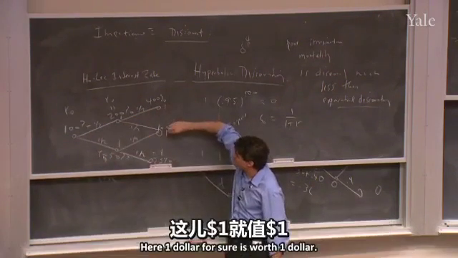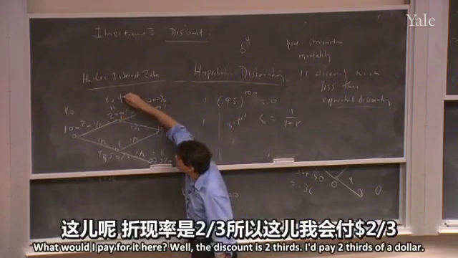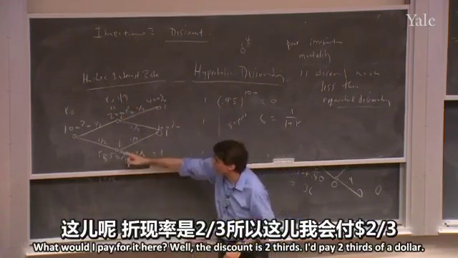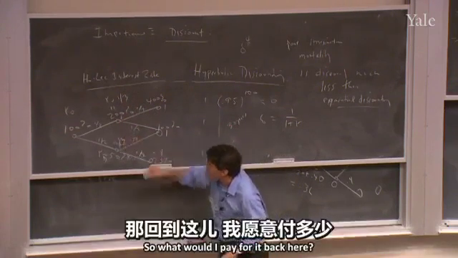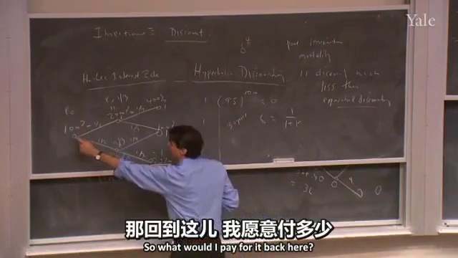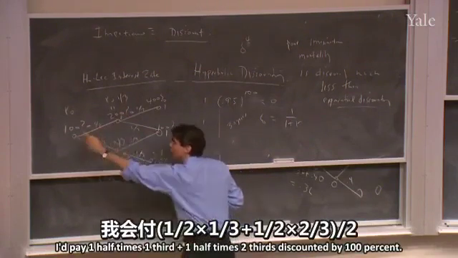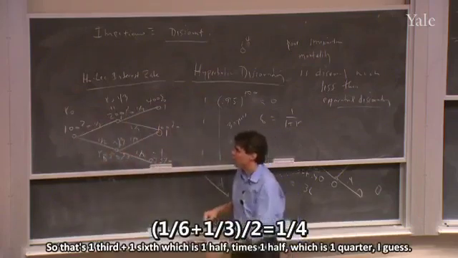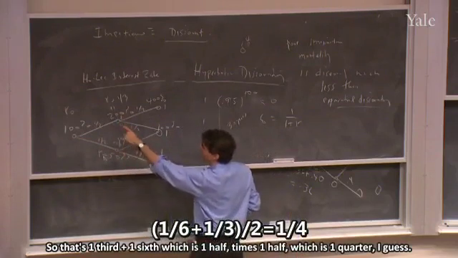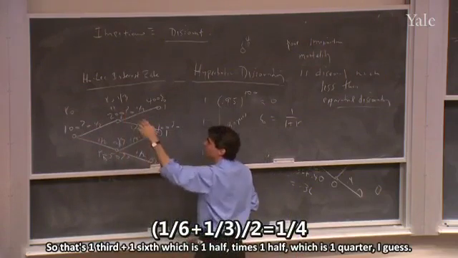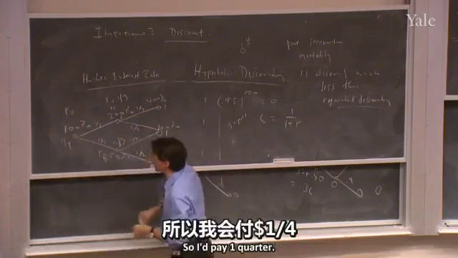Here, $1 for sure is worth $1. What would I pay for it here? I'd pay 1/3 of $1. Okay, and what would I pay for it here? Well, the discount is 2/3. I'd pay 2/3 of $1. So what would I pay for it back here? I'd pay half times 1/3 plus half times 2/3 discounted by 100%. So that's some low. So it's a half. So it's 1/3 plus 1/6, which is a half times a half, which is a quarter, I guess. Okay, so I'd pay a quarter.